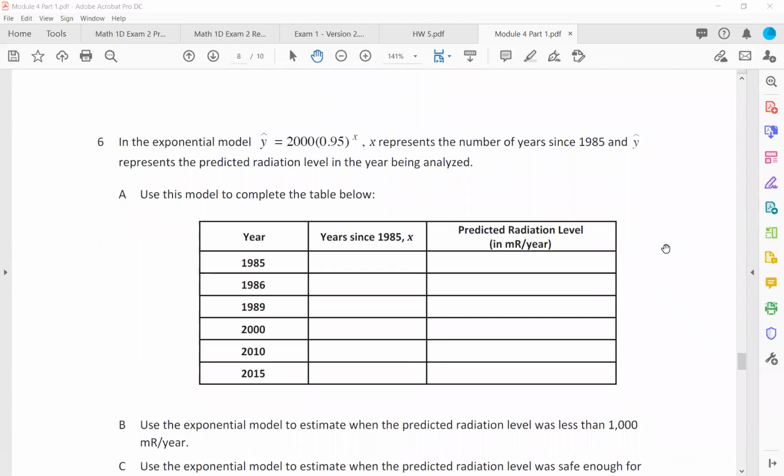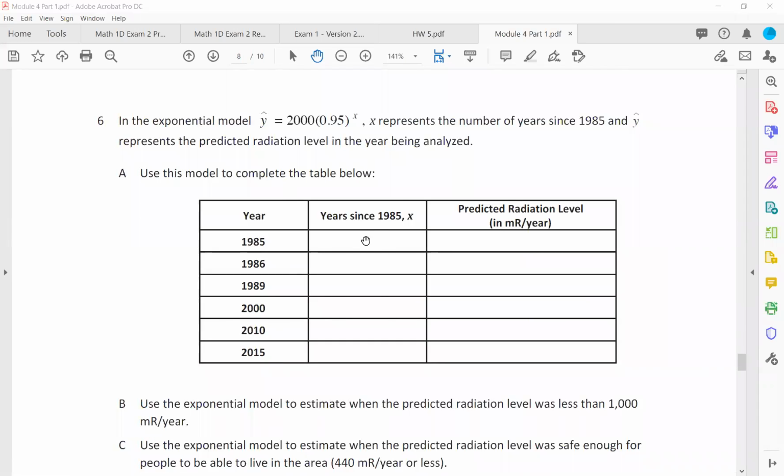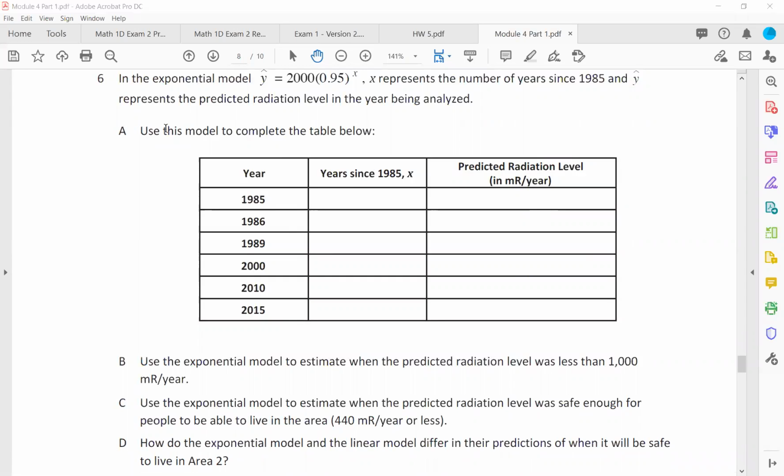Let's take a look at question 6. In the exponential model, y hat is 2000 times 0.95 to the x, and we learned that x represents the number of years since 1985, and y hat represents the predicted radiation level in the year being analyzed. You have a table that gives you years, x, and the predicted radiation level. Part A says, use this model to complete the table below. B, use the exponential model to estimate when the predicted radiation level was less than 1000. And C, use the exponential model to estimate when the predicted radiation level was safe enough for people to be able to live in the area. It means that it must be 440 or less.